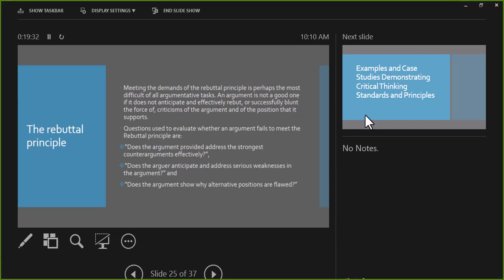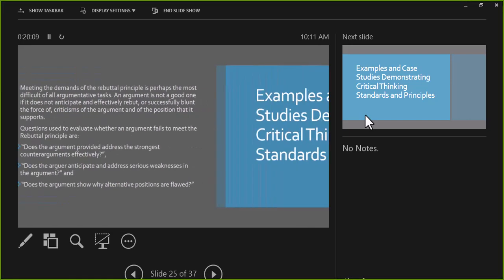That is when we say an argument is finished. The questions used to evaluate whether an argument fails to meet the rebuttal principle are: does the argument address the strongest counter-arguments efficiently? Does the arguer anticipate and address serious weaknesses in the argument? And does the argument show why alternative positions are flawed? Basically, can the counter-arguments and criticisms be answered by the argument being presented? Is it strong enough?